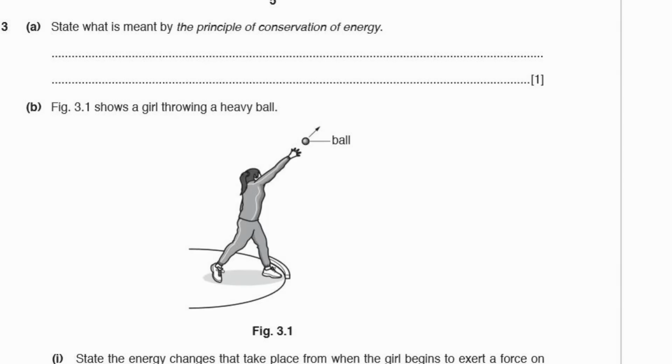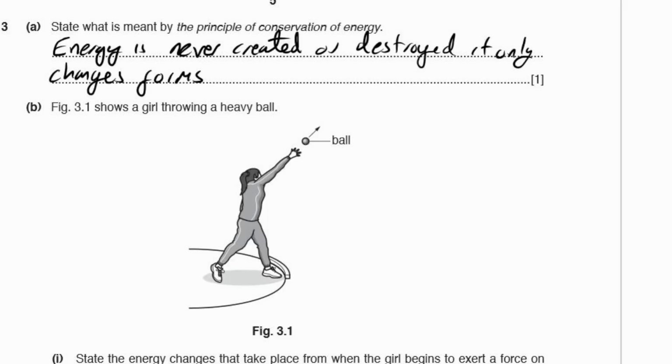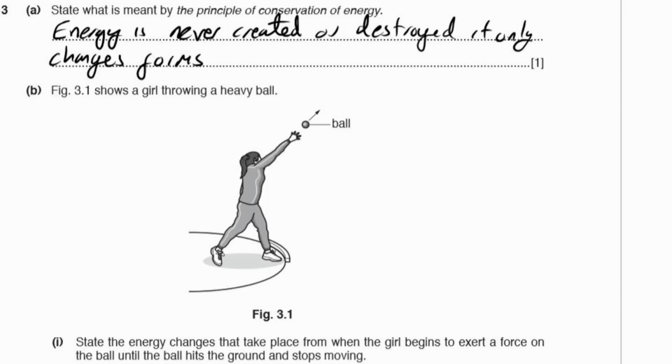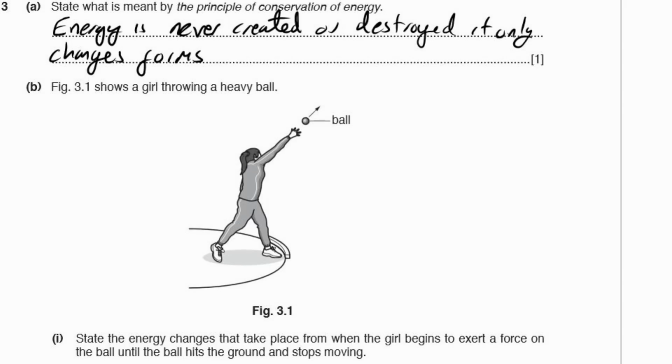Question 3. State what is meant by the principle of conservation of energy. Right, easy one. Energy is never created or destroyed, it only changes forms. There we are. B. Figure 3.1 shows a girl throwing a heavy ball. State the energy changes that take place from when the girl begins to exert a force on the ball until the ball hits the ground and stops moving.